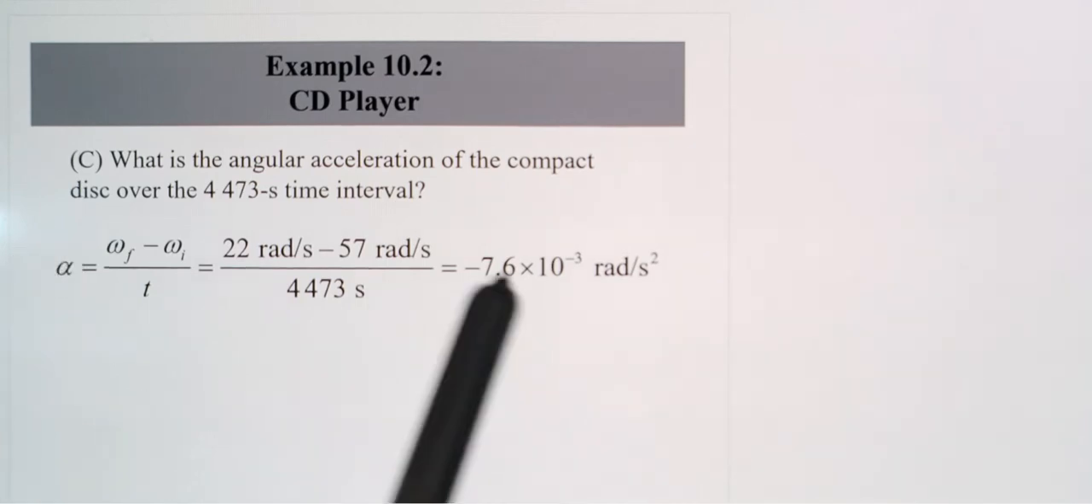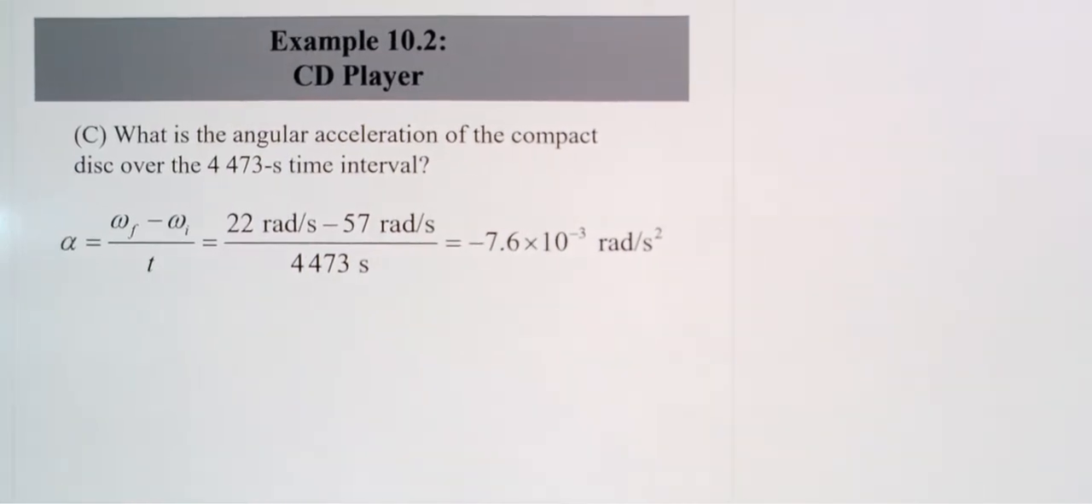Okay, let's do part C. Okay, Doctor. What is the angular acceleration of the compact disk over the 4.473 seconds time interval? Okay, what is the angular acceleration? Imagine that I give you initial velocity and final velocity, and I ask you for the acceleration. It's exactly the same. Here, instead of linear acceleration, I'm asking about angular acceleration.